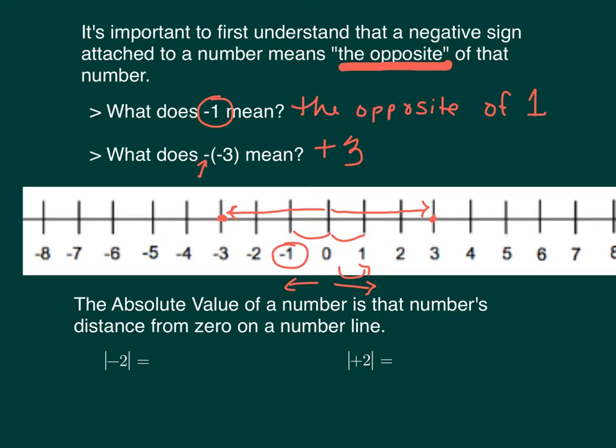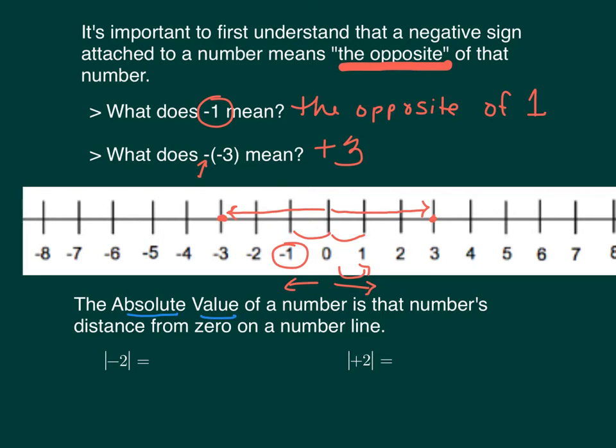And the other thing to keep in mind is absolute value. We've kind of already been talking about it when we were talking about the opposite, but they are definitely not the same. Please do not confuse them and think that the opposite means absolute value, because it does not. The absolute value of a number is its distance from 0.